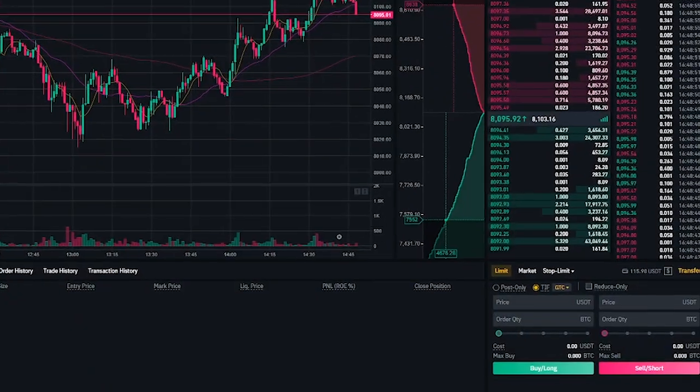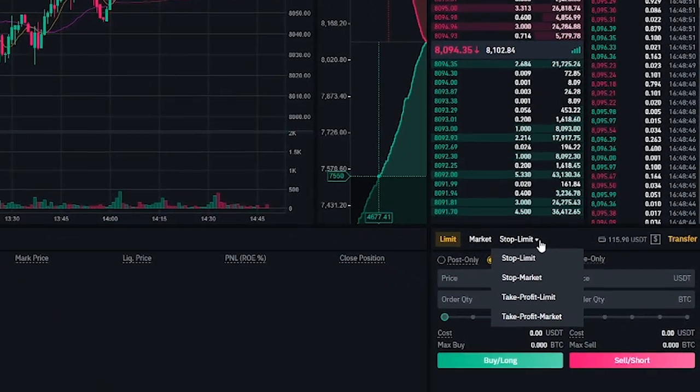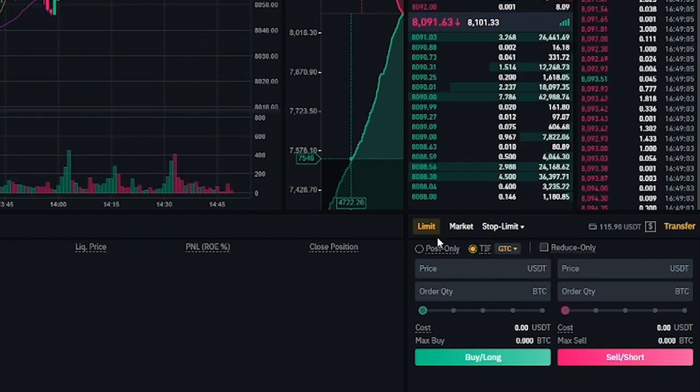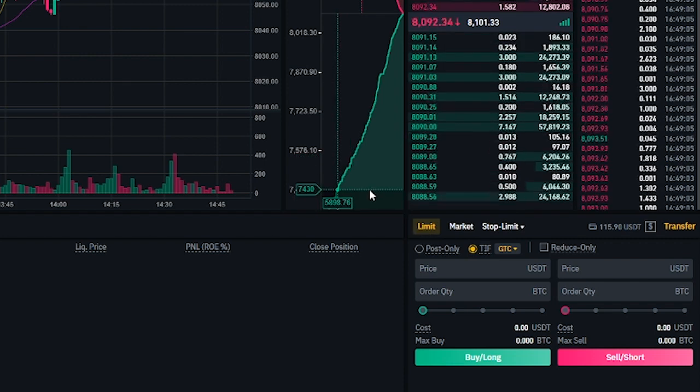After setting the leverage, there are 4 types of orders that you can use on the platform: limit order, market order, stop limit order, take profit limit order. Let's see how to use these orders.